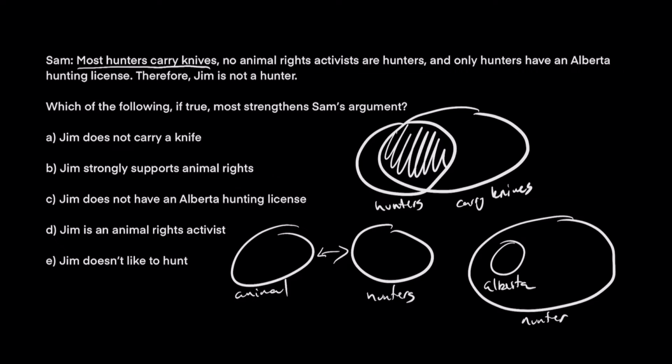A, Jim does not carry a knife. But Jim could be somewhere over here, right? He could be someone who doesn't carry a knife but still is a hunter. That doesn't strengthen Sam's argument that Jim is not a hunter all that much. So that's potentially a weak answer.